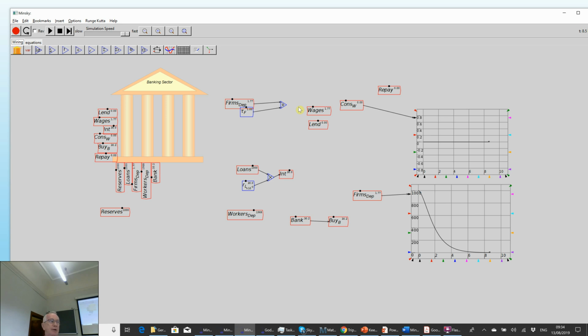Think about how you define GDP. What are the methods for defining GDP? Income, expenditure, and production. Okay, so I can't have a production definition in this, but I can have expenditure and I can have income. Now, income's workers, capitalists plus bankers. Expenditure is really what's being spent to buy goods and services, and that is the turnover of the money in the firm sector.